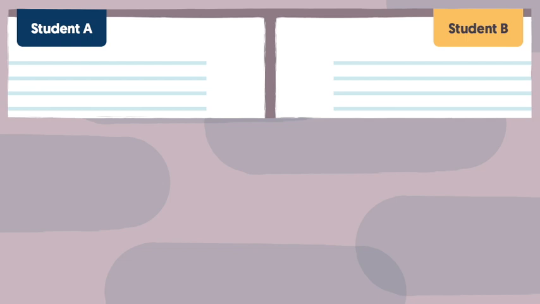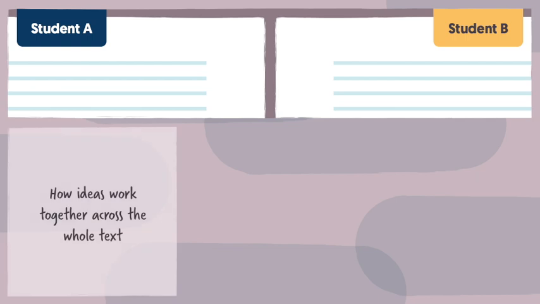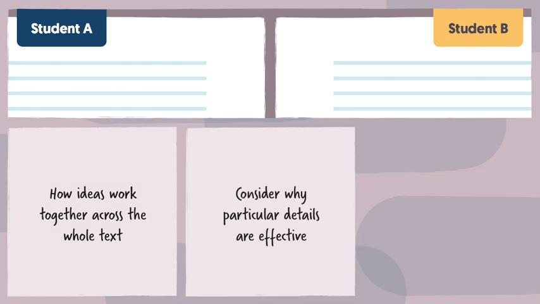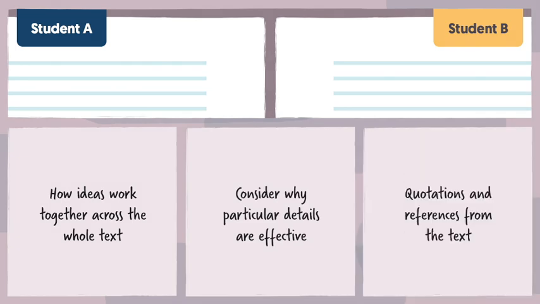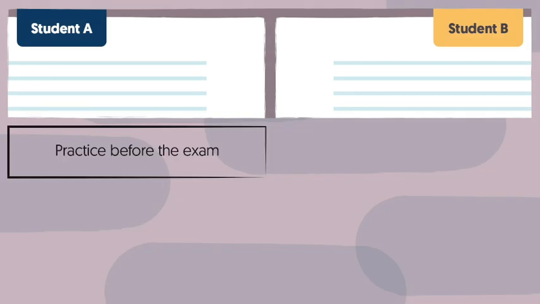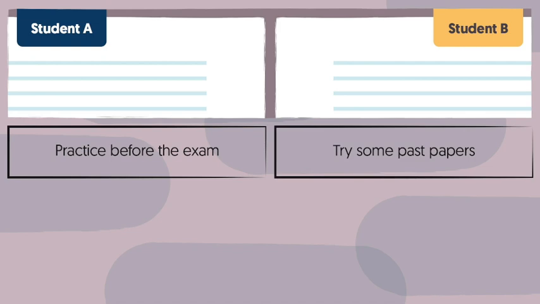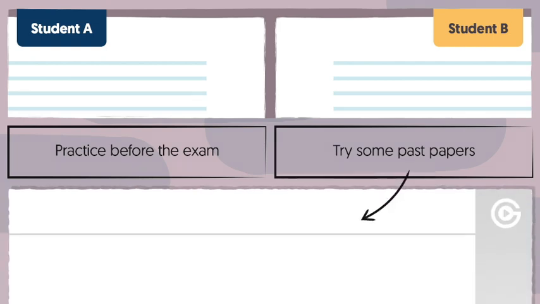Our top tips for this question are: think about how ideas work together across the whole text rather than looking at bits in isolation. Consider why particular details are effective, and include quotations and references from the text throughout your response. It's a great idea to get some practice in before the exam, so why not try some past papers and see how you do with AO4? You could take a look over the question and text in our example paper attached to this pod. Good luck.